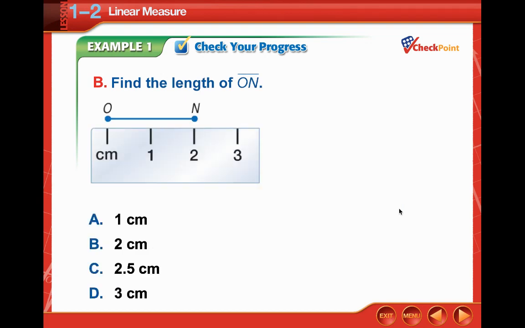Okay, so the length of ON. All right, as you can see, this is ON right here. All right, so that's 1 centimeter and that's 2 centimeters. Let's see, so we know it's not 1 centimeter because that would be here. Looks like it's 2 centimeters. Okay, let's see what other options. 2.5 would be about right here. That's not that far. And 3 centimeters is definitely too far. I think the correct answer has to be B.